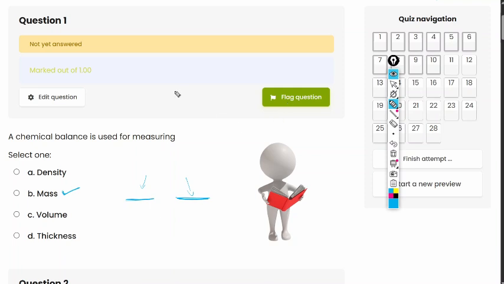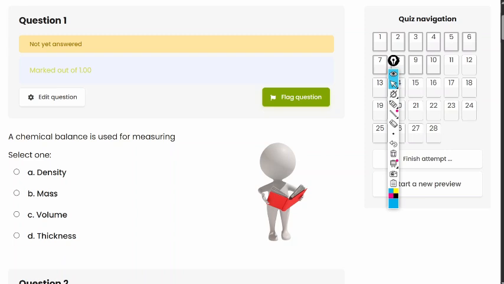There are three popular balances. We have spring balance, chemical balance, and beam balance. Spring balance measures weight, while chemical and beam balance measure mass. So that's the only option that makes sense here: mass. So number one is B.